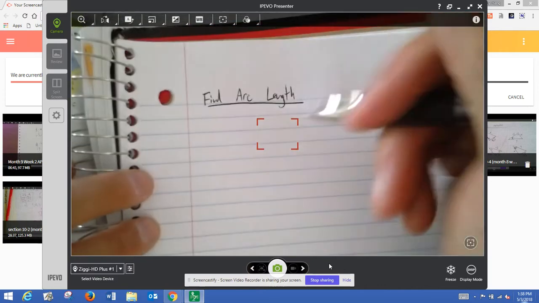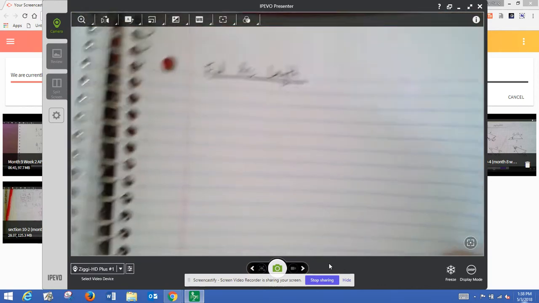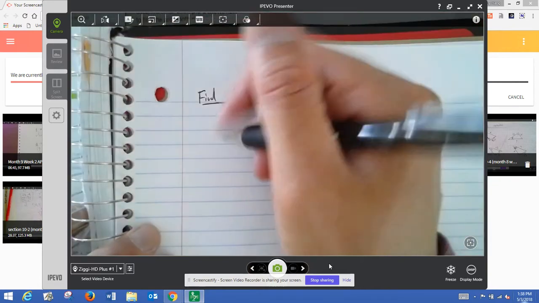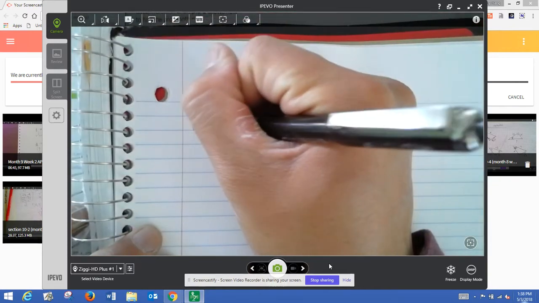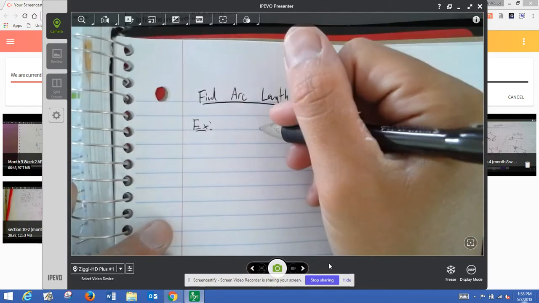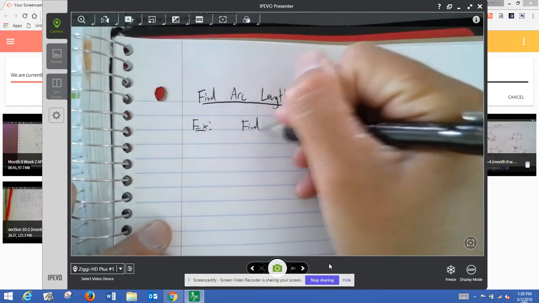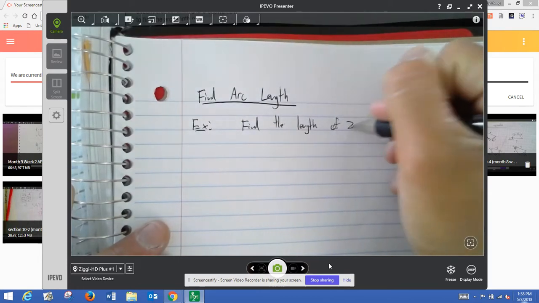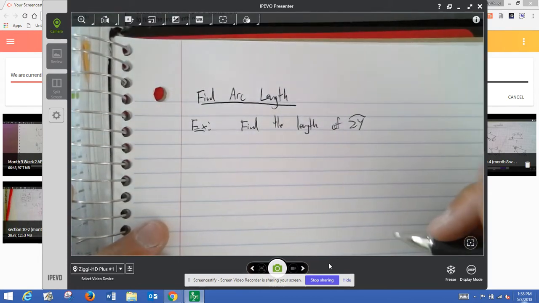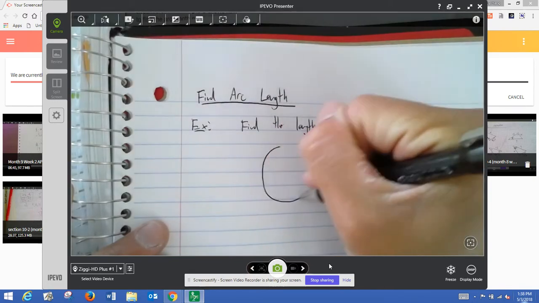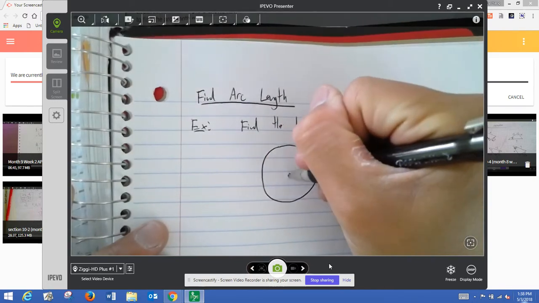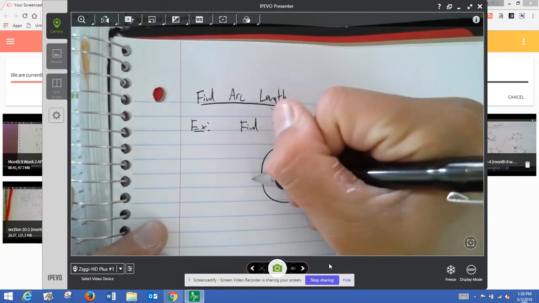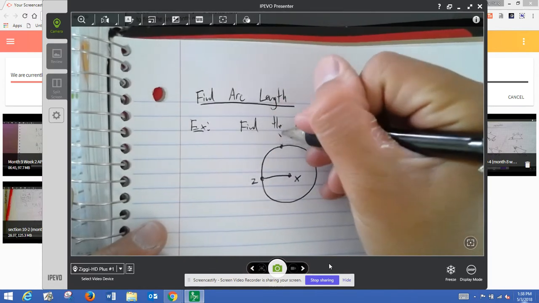So what if you found the arc length? Let me give you an example of what arc length means. What if I gave you this, and I said find the length of ZY, the arc, okay? That's the length ZY. Here I give you a huge circle. I give you the center point X, and Z is the endpoint right here. Y is the other endpoint right here.